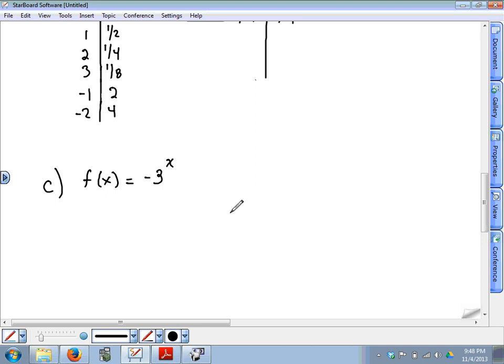So what we're going to have is an exponential growth function. If we were to draw a rough sketch of this, it would be an exponential growth, but then it has to be reflected over the x-axis. It's going to look like this when we're done.